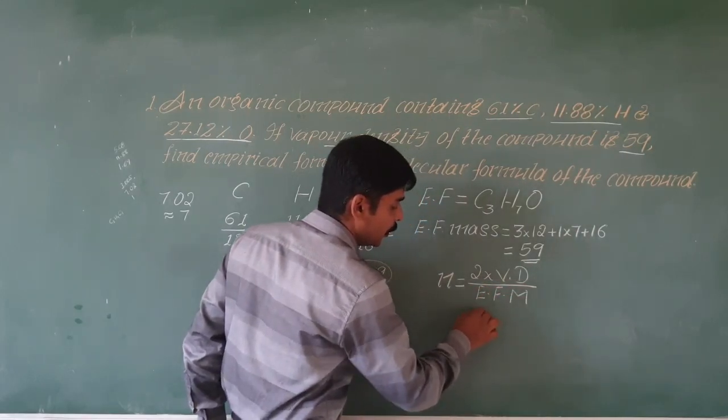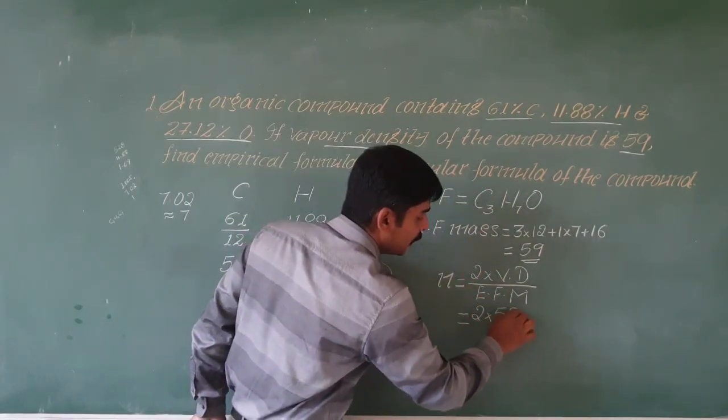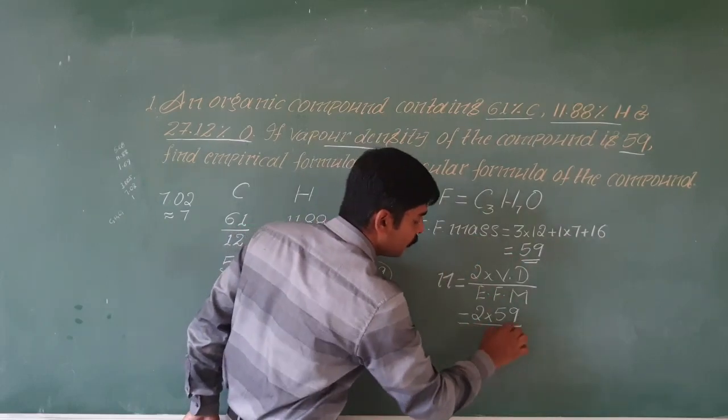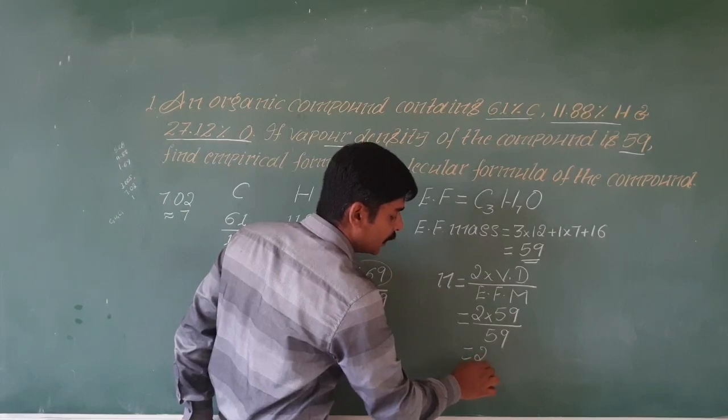So this is equal to 2 into the vapor density of the compound, which is 59, and the empirical formula mass is 59. So 59 will get cancelled. So the value of N is 2.